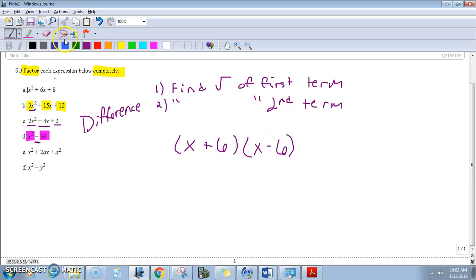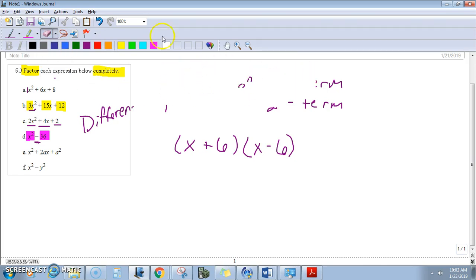Okay. So the next one, E, looks pretty ugly, but it's actually not. I'll show you. You know what? Sorry while I erase this, you guys.